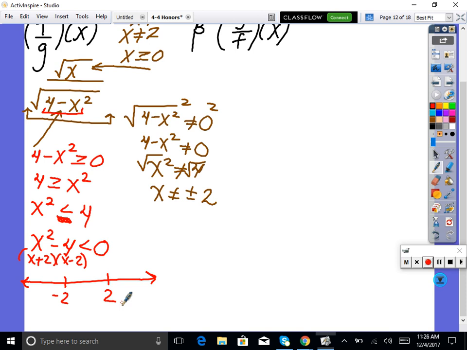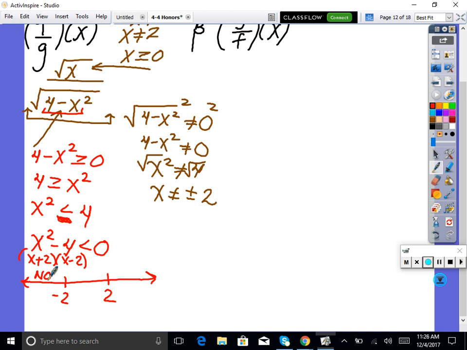Let's test a value below negative 2. Plug it in. Let's plug in negative 3. Negative 3 squared, 9 minus 4 is 5, less than 0? No, so this is a no. That's not in our domain. Now let's test, I don't know, a value between negative 2 and 2 that's not 0, correct?